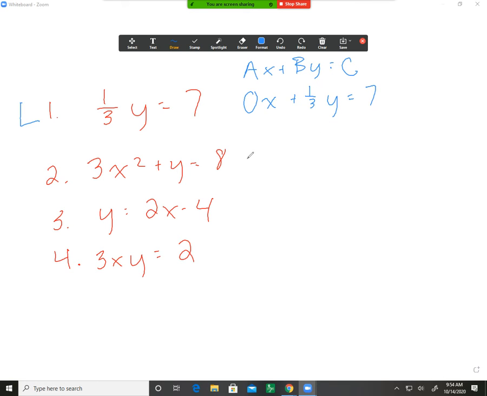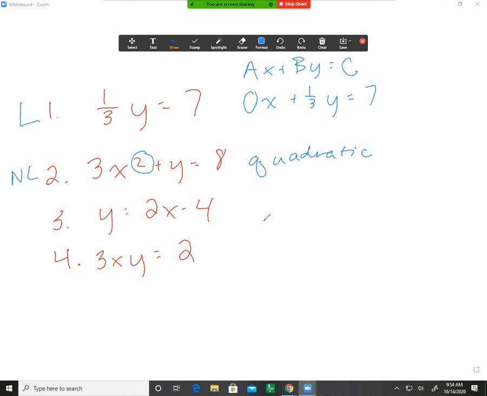All right, let's look at number 2. Is that linear or not? No. Why is that? Because there's an exponent of 2. An equation like this is called a quadratic, and we will talk about those later in the year, hopefully. Those look like a curve, so that's not linear. What about number 3?